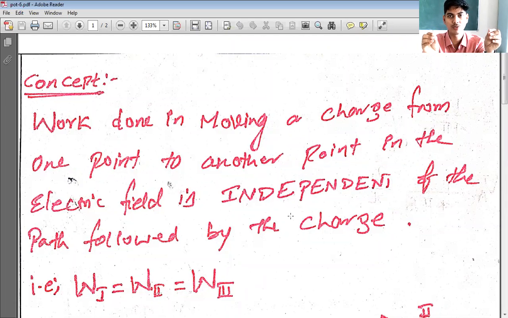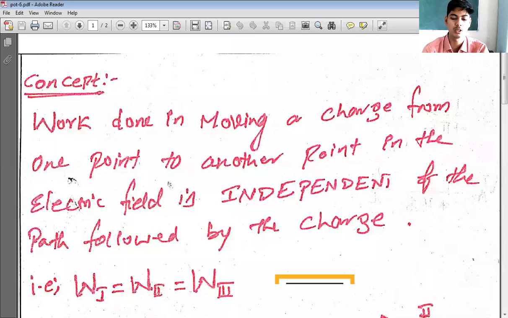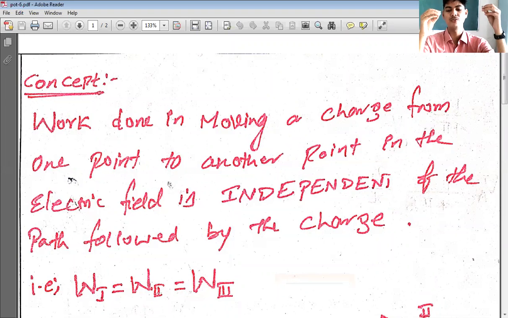You can take the charge from A to B along a straight line. If the work done is 10 joules, then if you take the charge from A to B along some other path, the work done will still be 10 joules. Work done in moving a charge from one point to another point in the electric field is independent of the path followed by the charge. It just depends upon the initial and the final position.